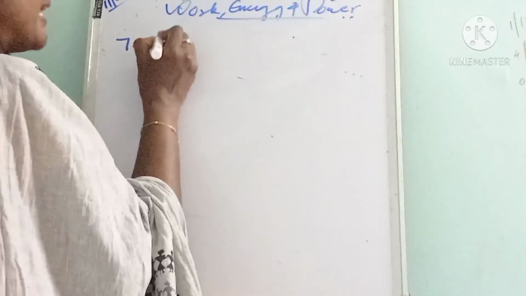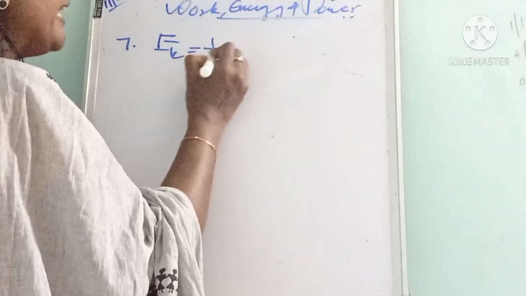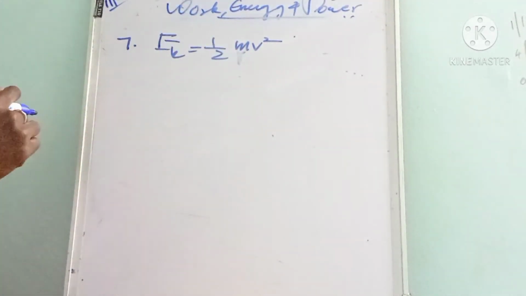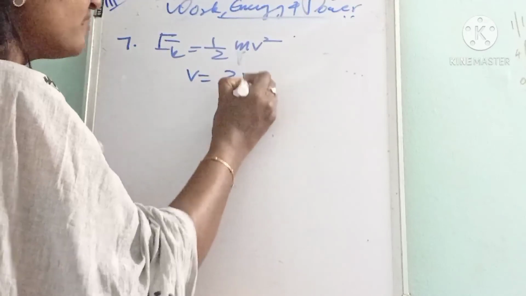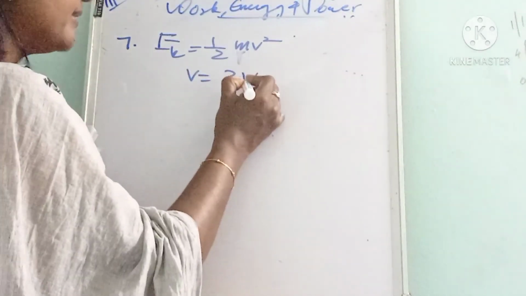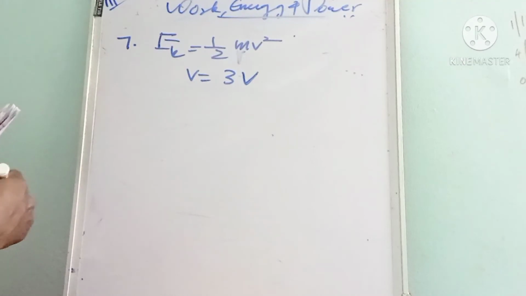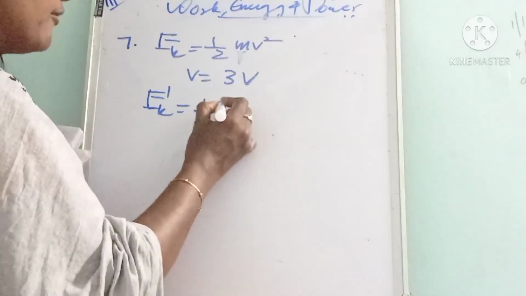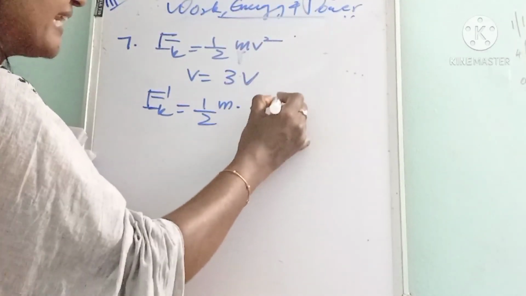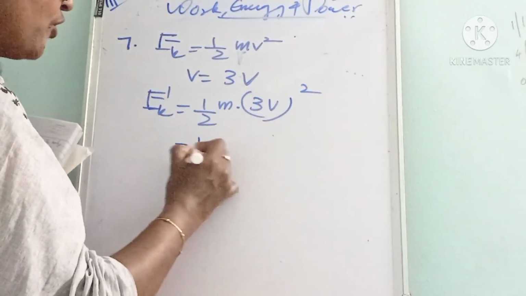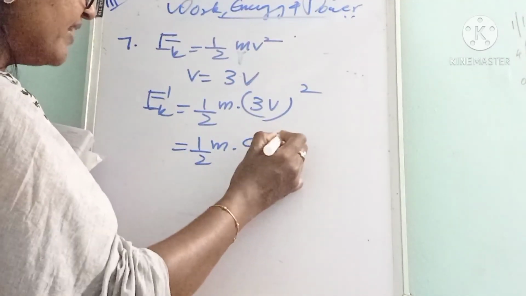Here also we first write the expression for kinetic energy, Ek equal to half mv square. Here m is kept constant, and v becomes tripled, that is v becomes 3v. We change the velocity to 3 times the earlier one. Then we can write the new kinetic energy Ek dash equal to half m into, instead of v, 3v the whole square. So we get half m into 9v square.